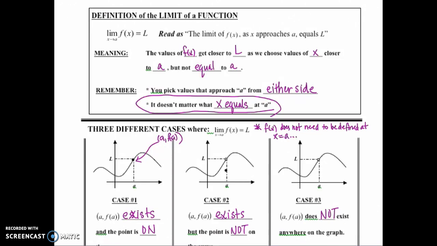The limit is still L as x approaches A. And that's a very important thing to understand. You don't have to have a value on the curve at that x equals A. As long as both sides of the curve are approaching the same point, the limit does exist.